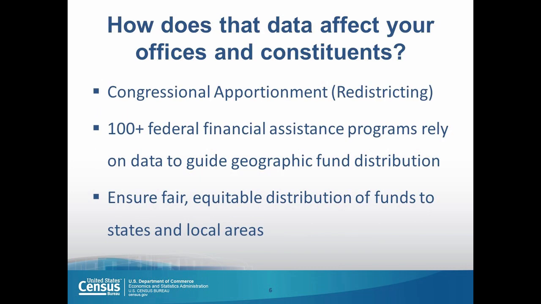How does census-collected data affect your offices and constituents? Census data is used for congressional apportionment. This is the process of dividing the 435 members or seats in the House of Representatives among the 50 states based on the population's figures collected during the decennial census.